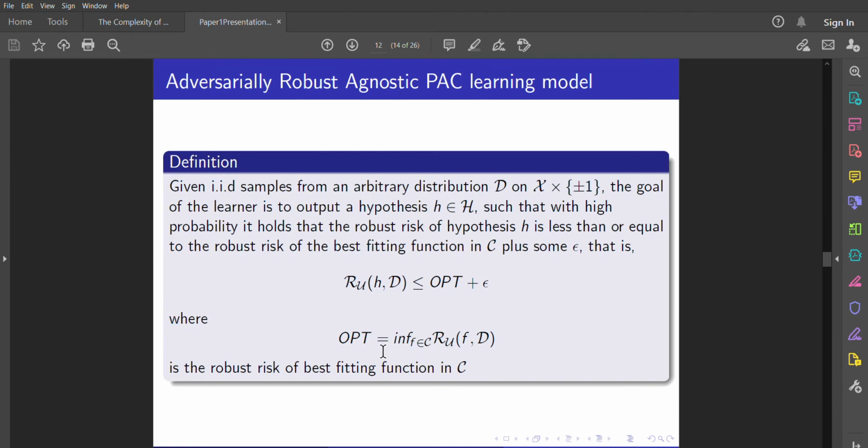So now that we have everything from the title of the paper, we shall define the problem of the paper formally. Given IID samples from an arbitrary distribution D on instance space X with labels ±1, the goal of the learner is to output a hypothesis h belonging to the hypothesis space such that with high probability it holds that the robust risk of hypothesis h is less than or equal to the robust risk of the best fitting function in C plus some epsilon.